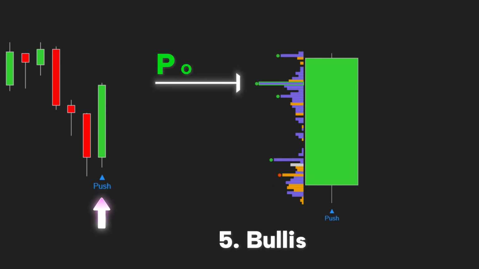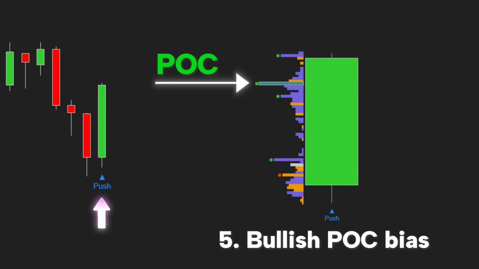Next, in the fifth condition, the system checks the POC of the push candle, and at this level, the buy side must be in control. As I mentioned earlier, when we zoom in on the chart, you can see the order flow data inside each candle. And right here, you can see that the POC of this bullish push candle is green, indicating that the buy side is controlling this area.